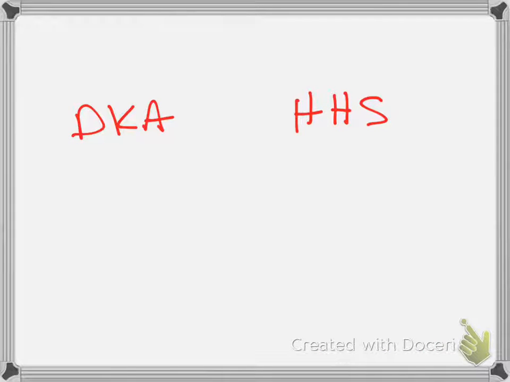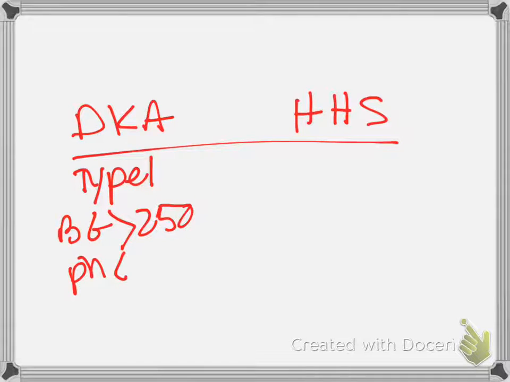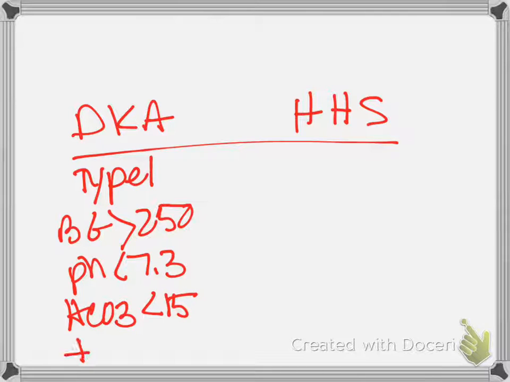So just to kind of recap real quick before we move to HHS, what we said for DKA is that you were type 1. Diagnostic-wise, your blood glucose was greater than 250. Your pH was less than 7.3. Your bicarb was less than 15. And this person had moderate to large amount of ketones in their urine.